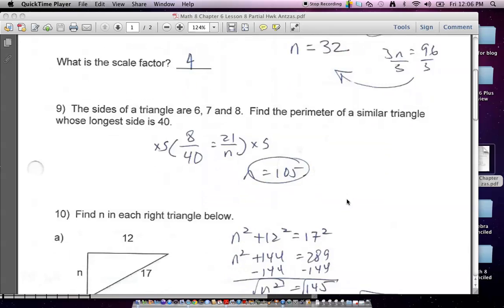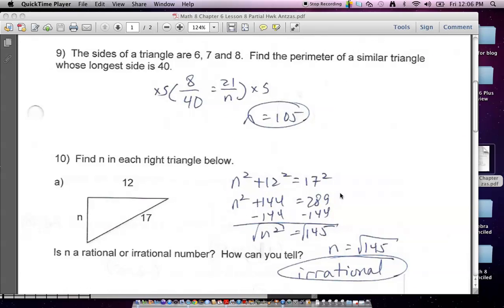Okay, let's take a look now at number 9. The sides of the triangle are 6, 7, and 8. Find the perimeter of a similar triangle whose longest side is 40. Little is to big is little one. It says this is the longest side of the big one. So 8 is to 40.